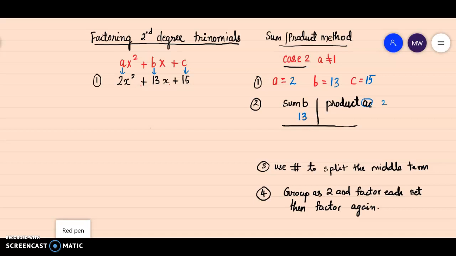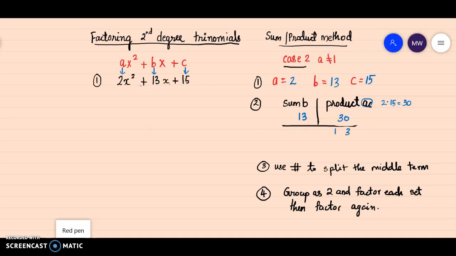In the place of a we have 2, in the place of c we have 15, so when you multiply you have to get 30. So both conditions have to be satisfied at the same time. They have to multiply to 30 and add up to 13. We discussed previously in the first video that we always start from the product part. So we look at how many different ways we can factor 30.